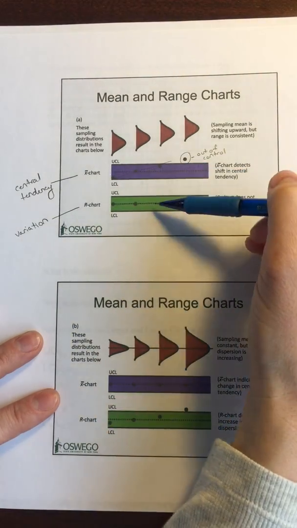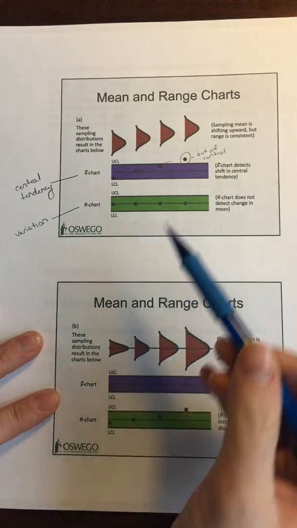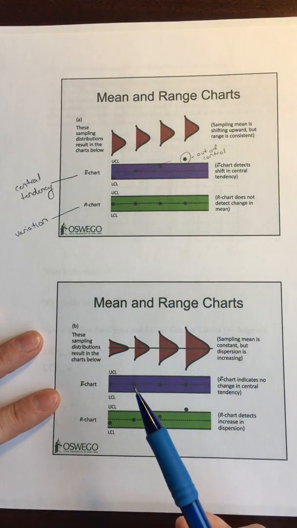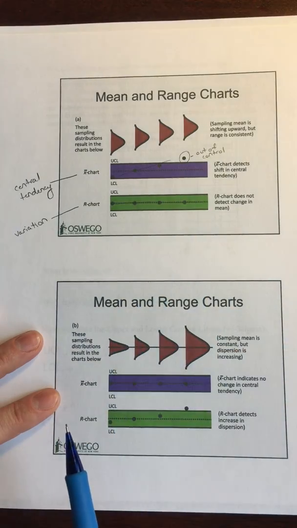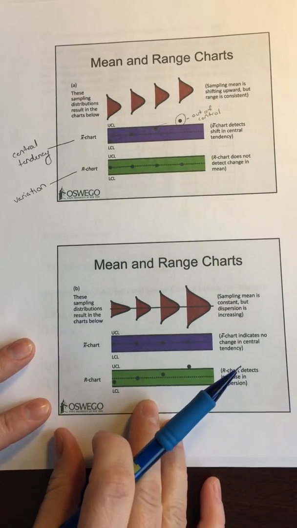We always use these two charts together. So in this case, again, we would indicate that this process is out of control because one of our values is outside of the X bar chart upper control limit.